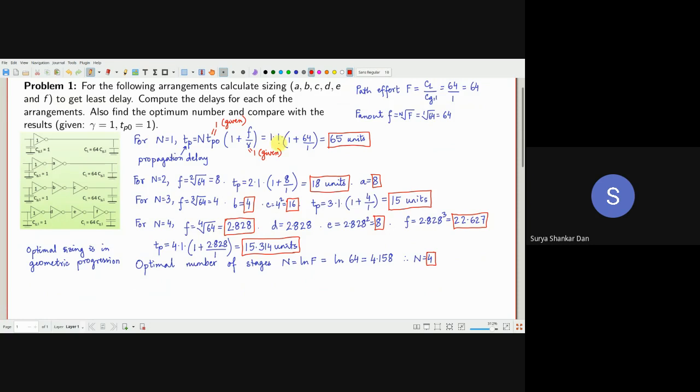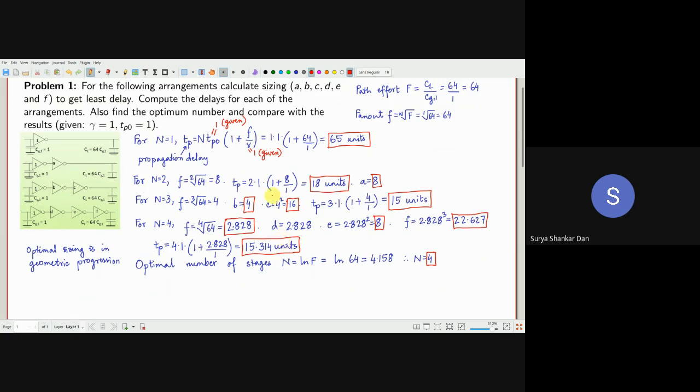Okay? Propagation delay, again we shall put the same formula. TP is equal to the number of stages, n equal to 4. TP0 is 1, provided in the question. 1 plus small f, which we have calculated as 2.828 over here, divided by gamma, which is again provided in the question, 1. That essentially gives you this many units.